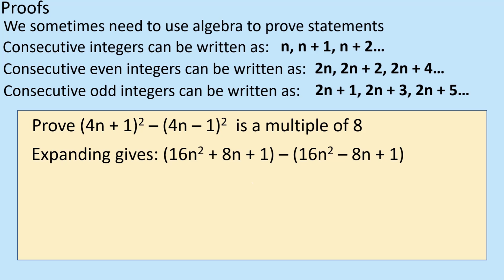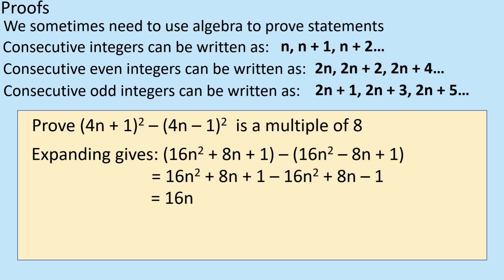So when we expand 4n plus 1 as a double bracket, we've got 16n squared plus 8n plus 1. When we expand 4n minus 1 as a double bracket, we've got 16n squared minus 8n plus 1. That's that lot there. And of course, we're going to do this one, take away this one. Right, well, the 16n squared take away 16n squared is going to disappear. The 8n, and again, be careful here, minus minus was a plus, is going to become 16n. And then a plus 1 minus 1 is going to disappear. So I'm going to end up with just literally 16n.